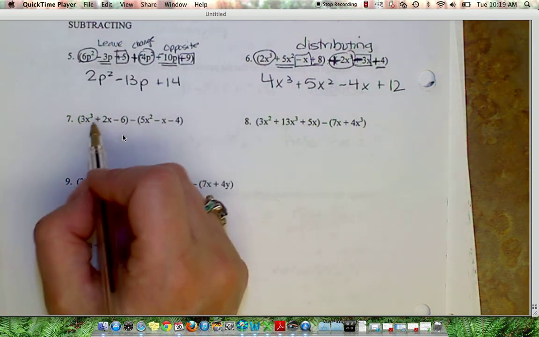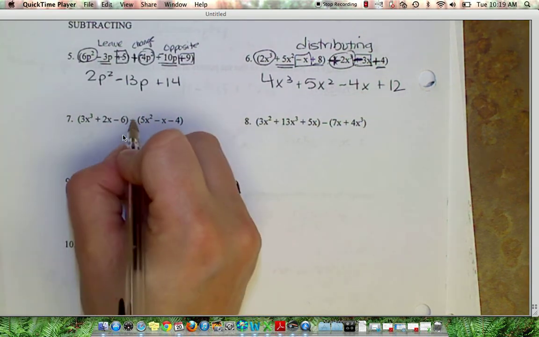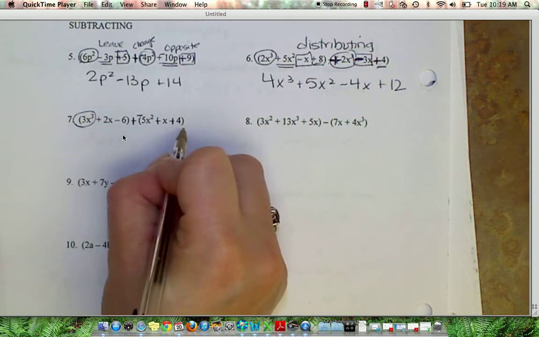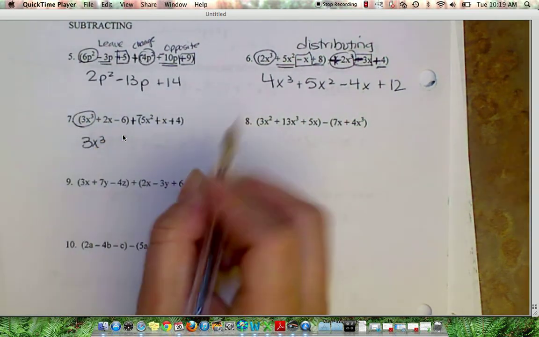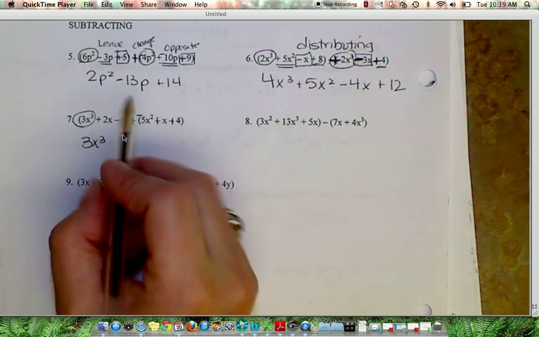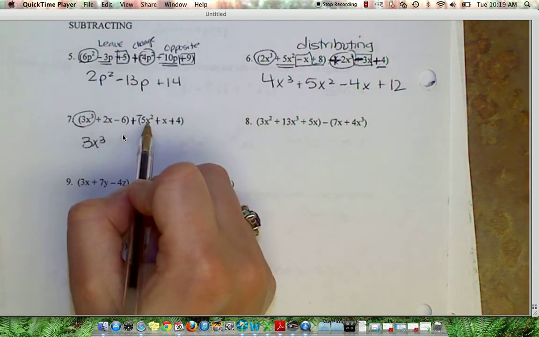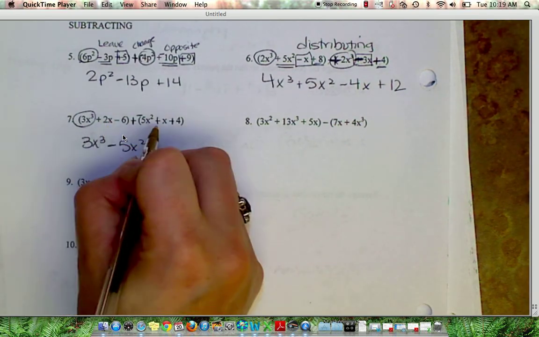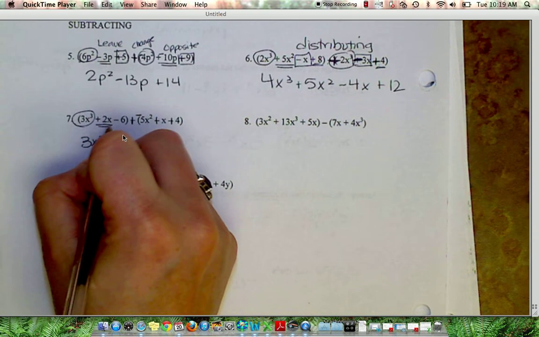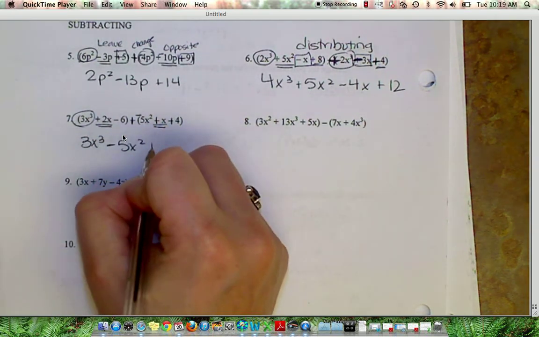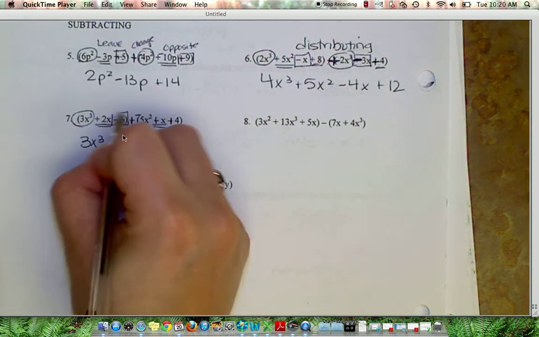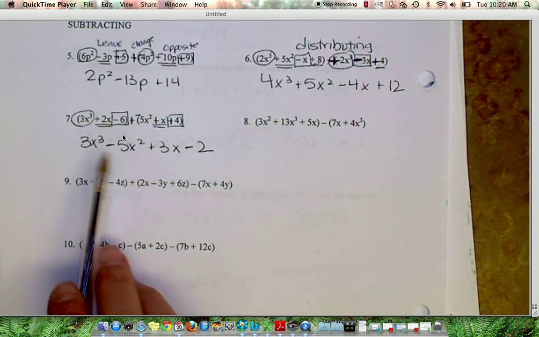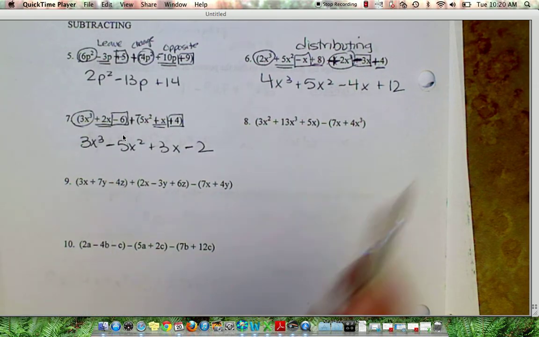Alright, so for 7, hopefully you've tried all these. We're going to change this to addition, change the sign of each of these. 3x cubed and no other x cubes makes that just stay 3x cubed. Now, careful here. We've got our cubed, then we need to do our squares. So that means minus 5x squared because there's no other x squared, so we just bring the x squared down. Now we can start combining. 2x plus 1x is 3x, and negative 6 plus 4 should be negative 2. Watch your signs. You need to be careful with your signs.